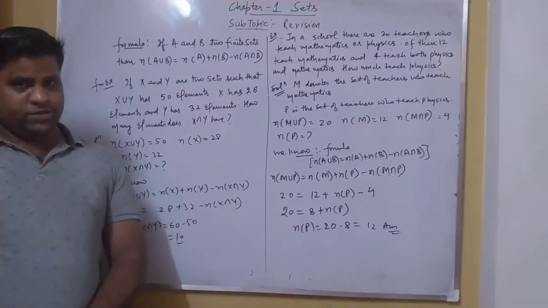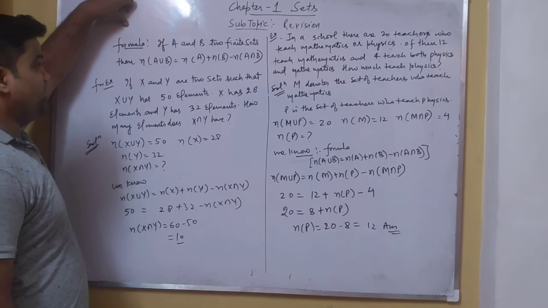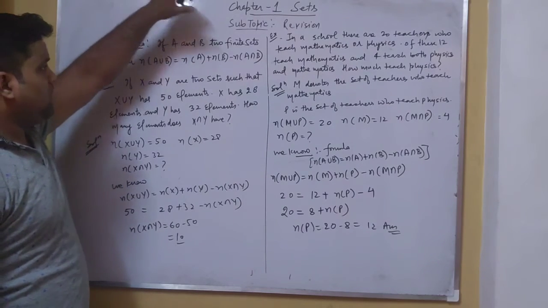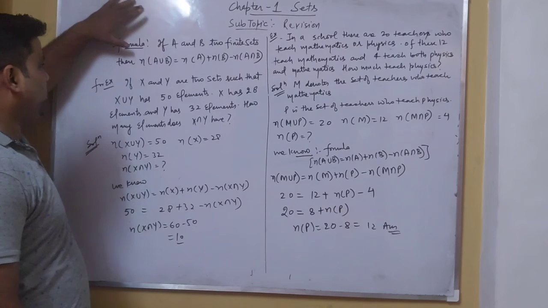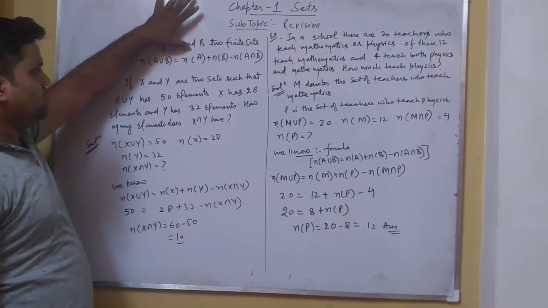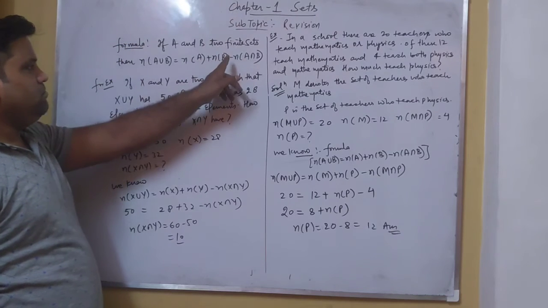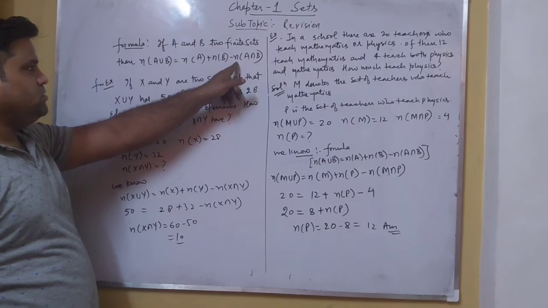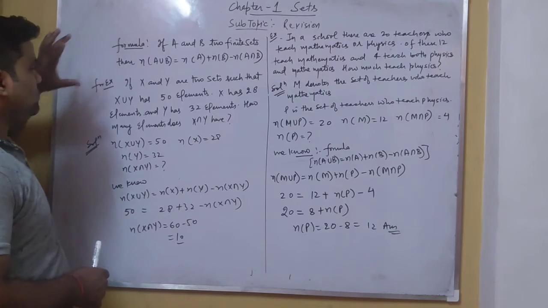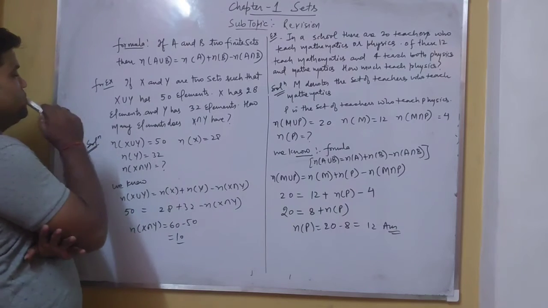Now let us come to another topic. Here we have a formula. We will use this formula in the practical applications of set theory. If A and B are two finite sets, then the number of elements in A union B is equal to the number of elements in set A plus the number of elements in set B minus the number of elements in A intersection B. So here we have a relation, and we use this relation in some questions in the practical applications of set theory.